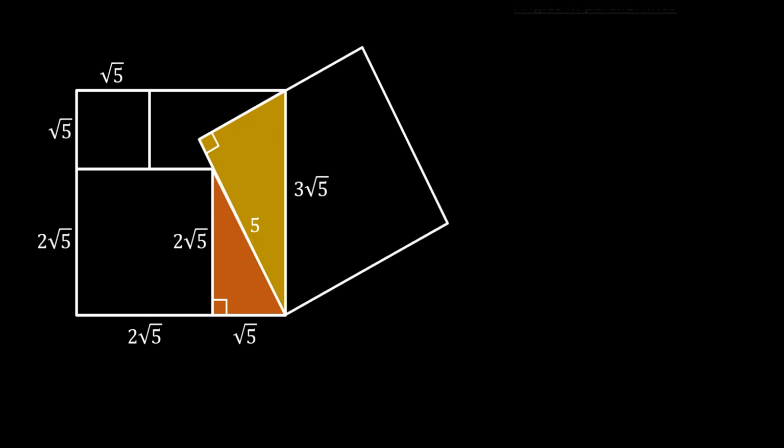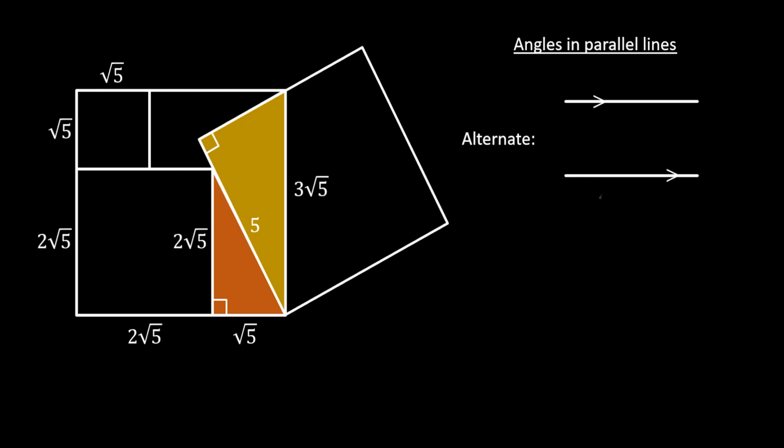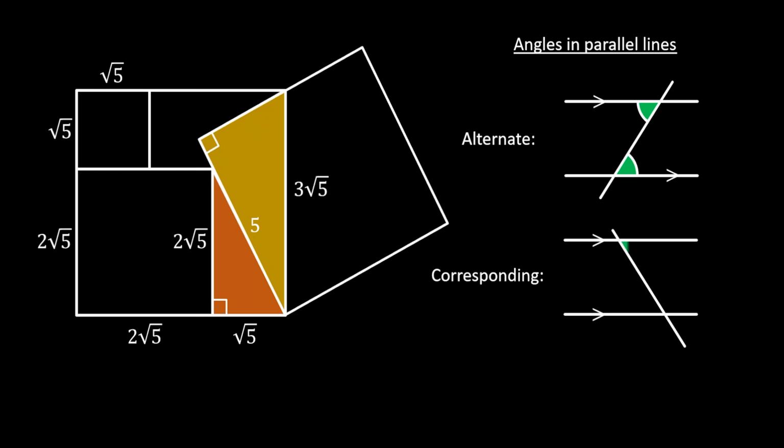We can easily do this by using the angles in parallel lines. Just as a quick reminder, the identical angles in parallel lines have 2 variations. The first one represents the alternate angles, and those angles are formed in the shape of a letter Z, as you can see on the sketch. Another variation is corresponding angles, which are formed basically as the shape of F.